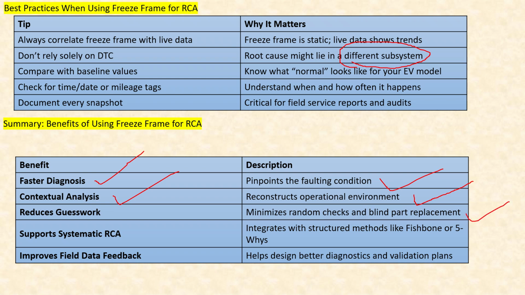Talking about it supports systematic RCA. Now I have told you about systematic and random RCA. Now freeze frame plays a very important role in systematic RCA. It integrates with structured methods like fishbone or five whys. So in case you are implementing these methodologies like fishbone or five whys, this is an extremely important use case. Now talking about improves field data feedback, it helps design better diagnostics and validation plans. Last but not the least, it clearly helps design better diagnostics and validation plans.